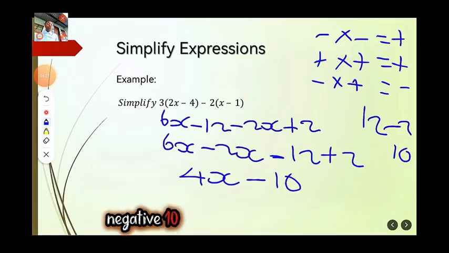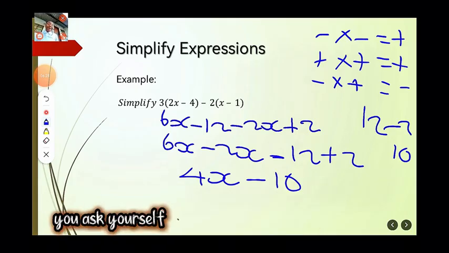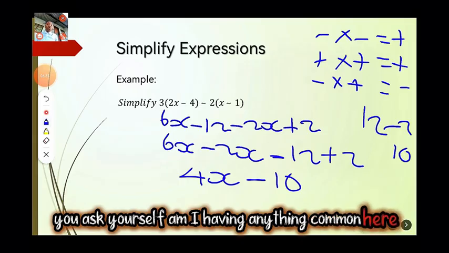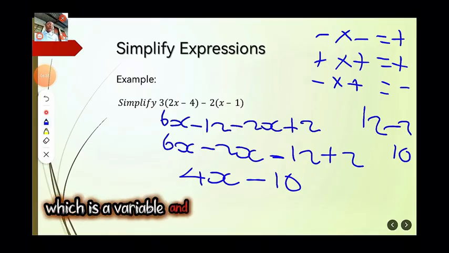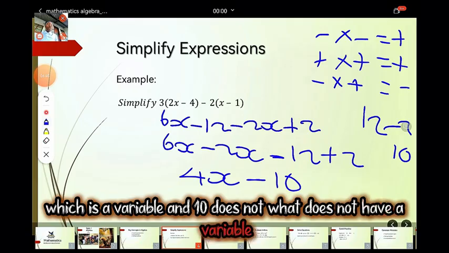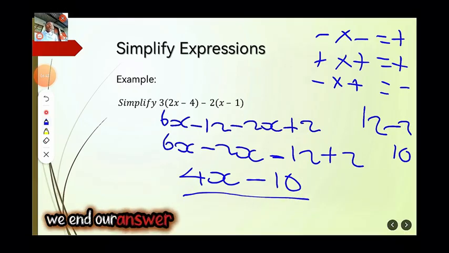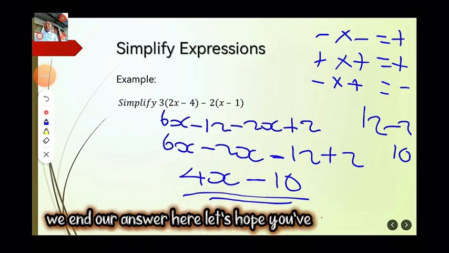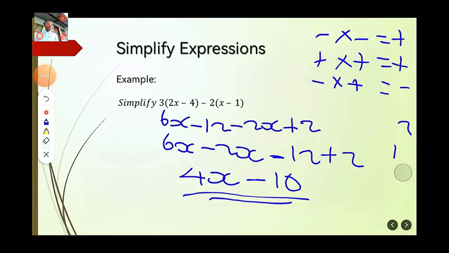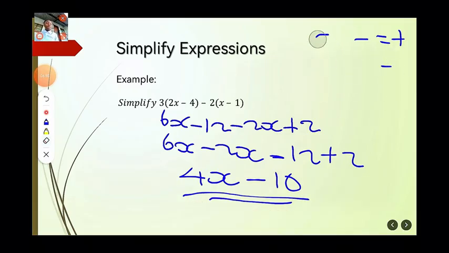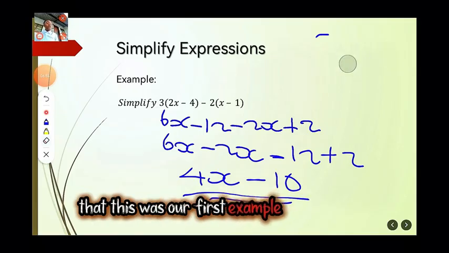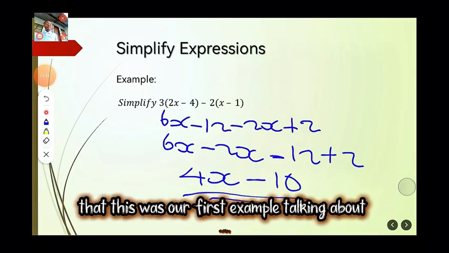So here we're going to say with what? Negative 10. When you reach this far, you ask yourself, am I having anything common here? No. In subtraction, we only subtract like terms. Since here we're having 4x, which is a variable, and 10 does not what? Does not have a variable, meaning they're not like terms. We end our answer here. Let's hope you've all understood. You can erase this. Okay, you can copy that. This was our first example talking about simplifying.